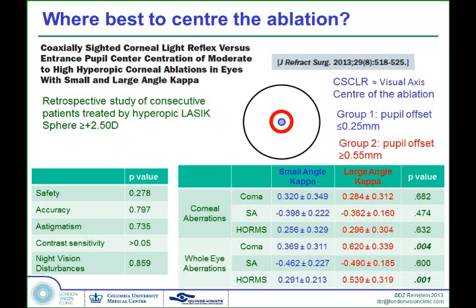Now, if we look at the whole eye aberration, measured with the wavefront centered on the pupil, there was a difference, as we expected, between the two groups. We measured more aberration induction in the large angle kappa group because the vertex was decentered with reference to the pupil center.